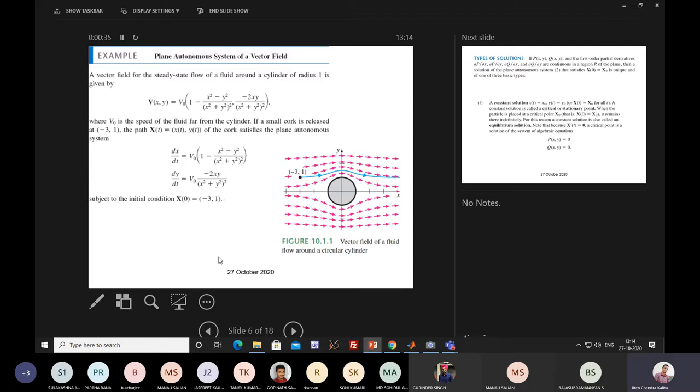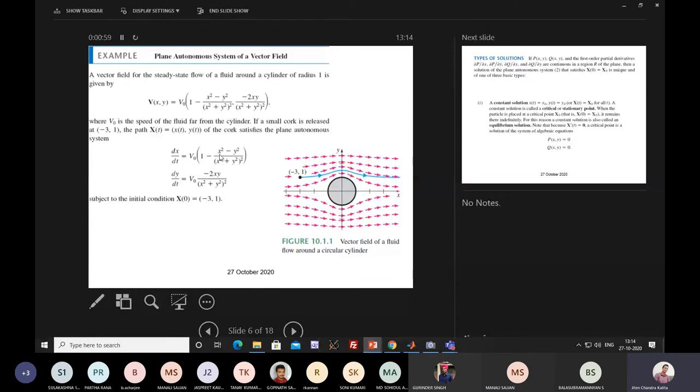Yes, I can give you one. If x equals 1, y equals 0, isn't it? Yes, sir. Right, because the circle is x squared plus y squared equals 1, so the denominator is 1. This is anyway 0 because y is 0, and in this you are going to get 1 minus 1.